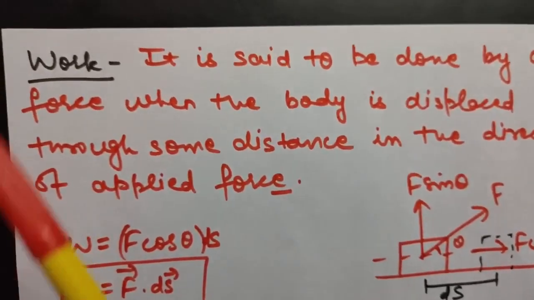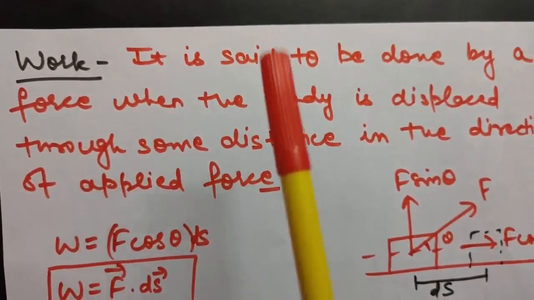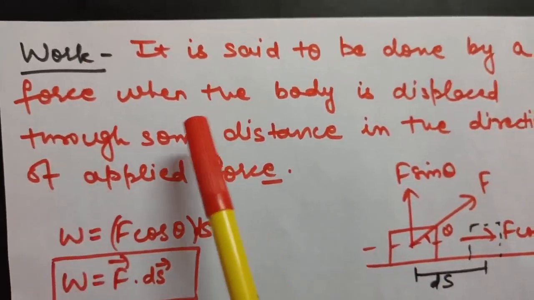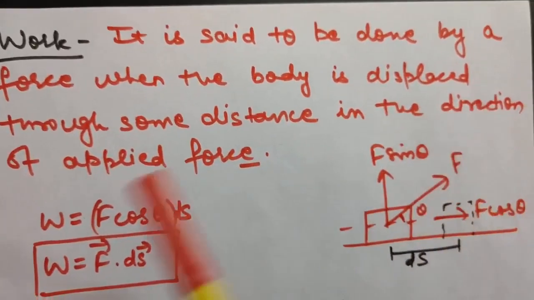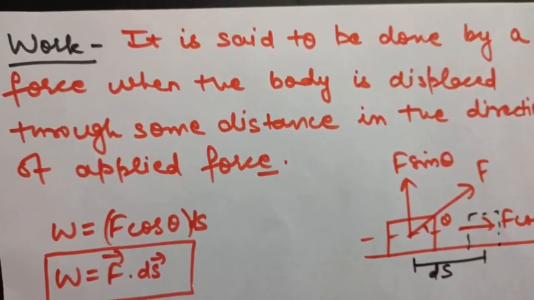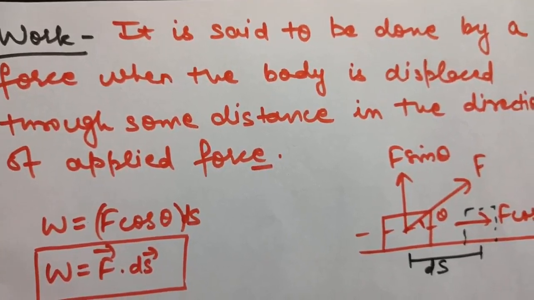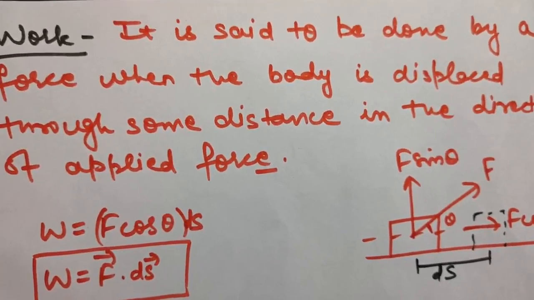So the first term in the chapter is obviously work. Okay, so work is defined like this. Work is said to be done by a force when the body is displaced through some distance in the direction of applied force. That is, when we apply some force on a body, it gets displaced in the direction of applied force. Then work is said to be done.